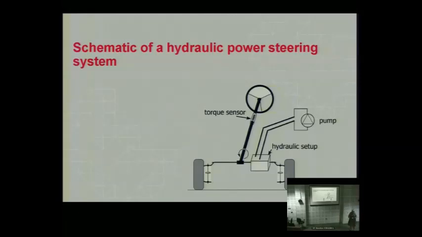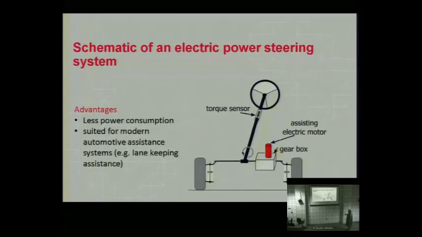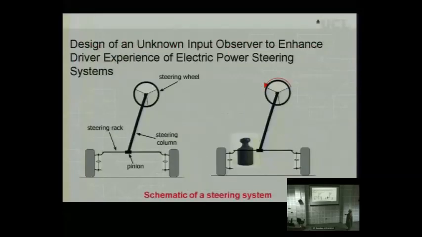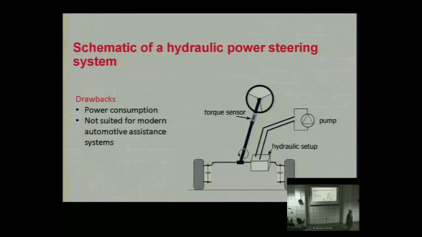So in order to give assistance to help people, and, you know, the good reasons to help some people, but probably now it's becoming more the norm, they developed hydraulic power steering systems. So effectively, there's some hydraulic system which helps you with steering. This has some drawbacks, though. It's heavy on power, and the implementations that we have aren't suited for modern assistance systems.